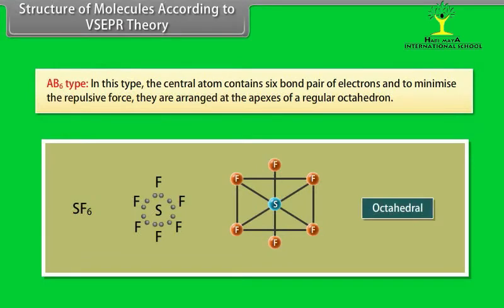AB6 type. In this type, the central atom contains six bond pair of electrons, and to minimize the repulsive force, they are arranged at the apexes of a regular octahedron.